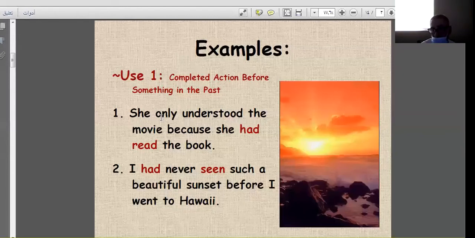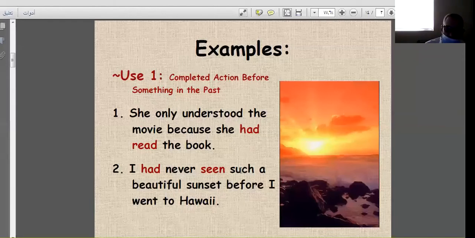So when I have two actions, the first comes in past perfect, had plus the past participle, and the next comes in the past simple, the second form of the verb. And I still remind you, please memorize the irregular verbs. I have a video. I told you many times to watch this video of the irregular verbs on my own channel.